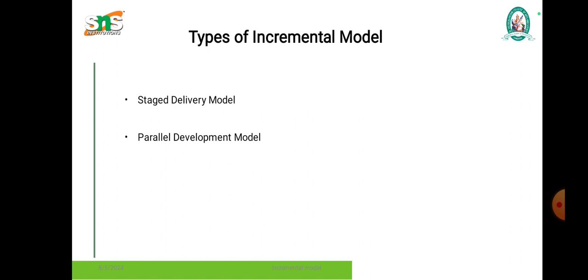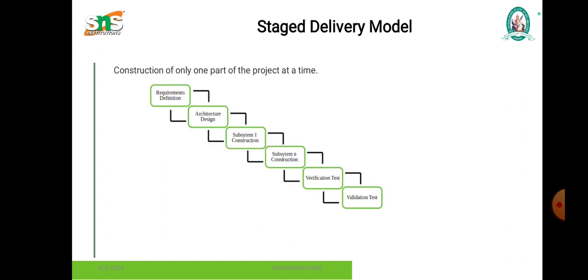The incremental model is classified into two types: the staged delivery model and the parallel development model. The staged delivery model means construction of only one part of the project at a time. It is also classified into various phases: requirements definition, architecture design, then subsystem 1 construction, then subsystem n construction, then the verification test and the validation test.